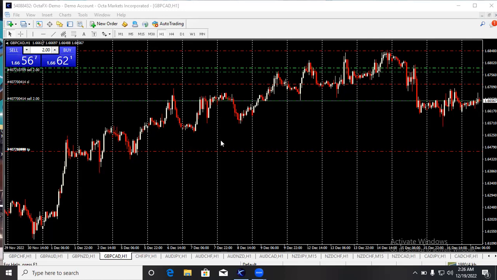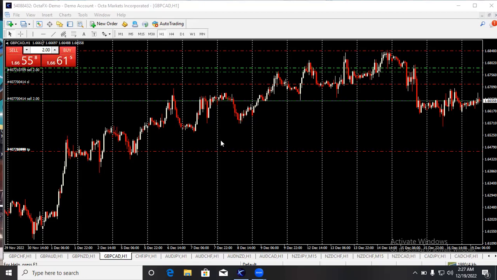Why do I say you should look out for the trend line on the 1 hour time frame and above? It is because on the higher time frames, the H1, the H4, the D1, the W1, the MN1 rather, you'll be given a panoramic view of the market.